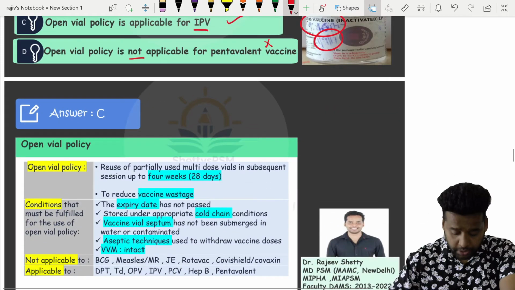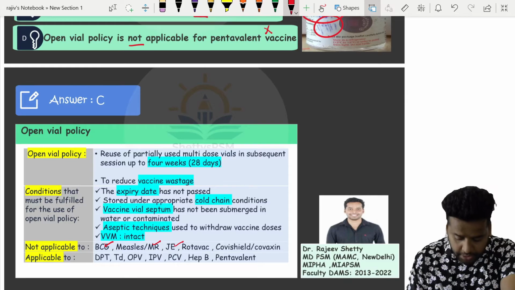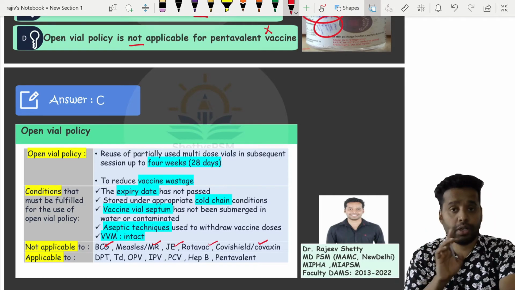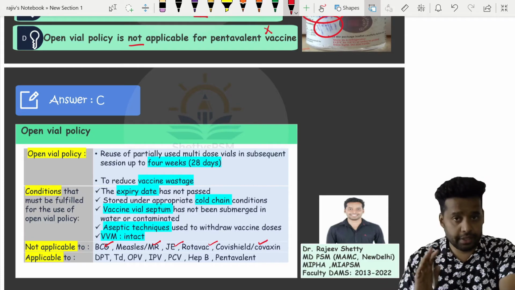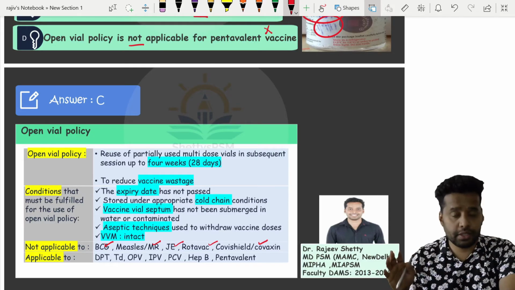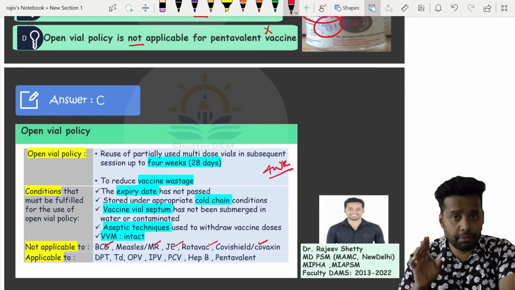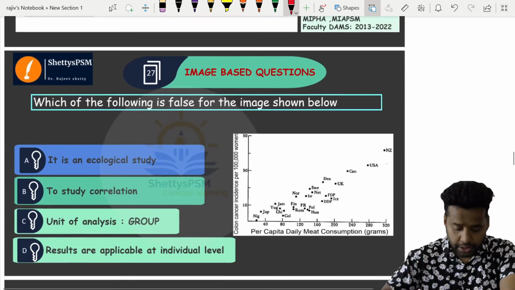So it is not applicable for BCG, measles, JE, Rotavac and COVID related vaccines. Remember, not applicable for BCG, measles or MR, JE, Rotavac and Covishield and Covaxin. These cannot be used in the next session. Remaining all the vials can be used in the next session. For how many weeks? For 4 weeks. What are the conditions? Date and time should be mentioned. VVM should be intact.